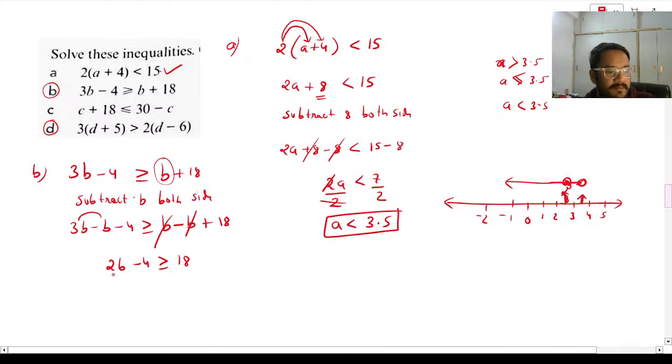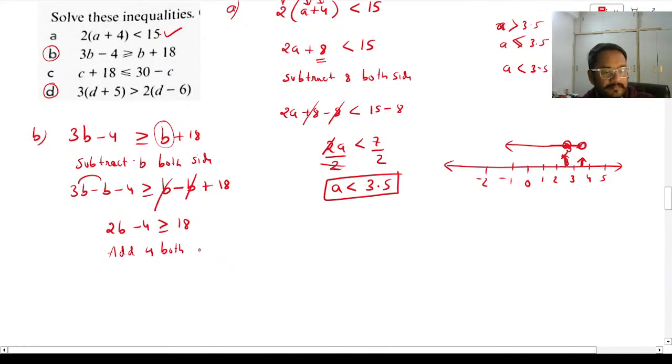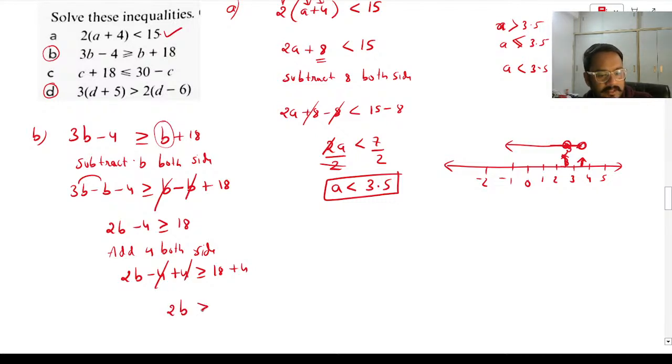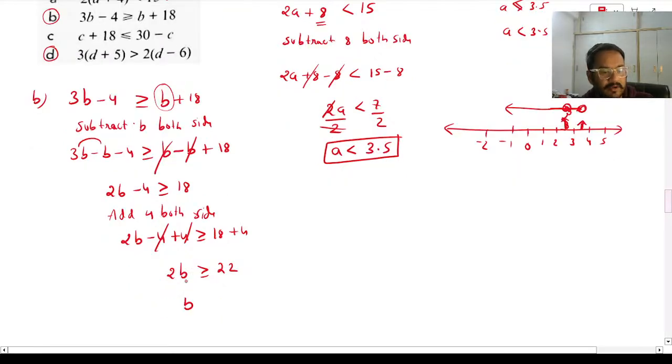Now, here in this part, 2b minus 4 is greater than or equal to 18. So I need to eliminate 4 here. So add 4 both sides. You will write 2b minus 4 plus 4 greater than or equal to 18 plus 4, right? So this can be cancelled, and I have eliminated 4 also. Now 2b is greater than or equal to 22. Now you can divide by 2 both sides. 2 times 2 cancels, and 2 times 11 is 22. So b is greater than or equal to 11.